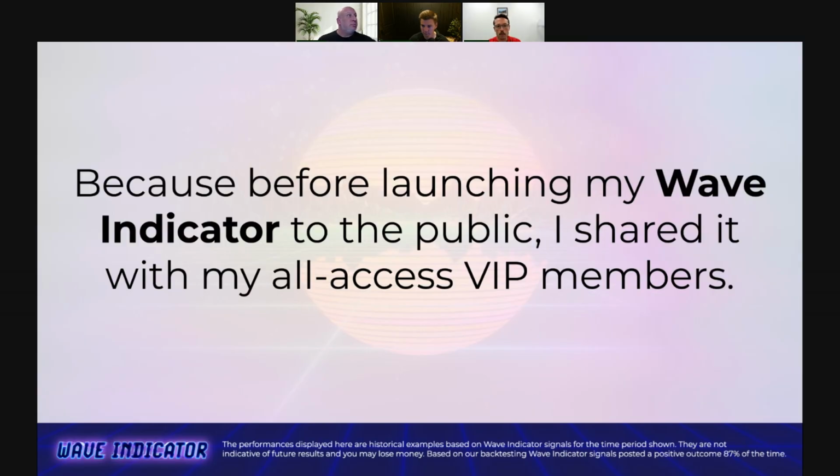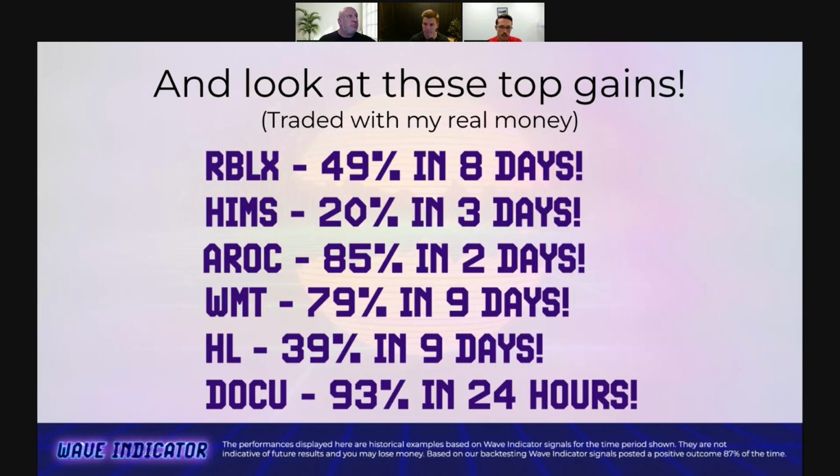Because before launching this indicator to the public, I shared it with my all-access VIP Diamond Club members. And I traded all of these that you see here with my real money. Put my money where my mouth is, and look what we did, right? Roblox, 49% in 8 days. HIMS, 20% in 3 days. AROC, 85% in 2 days. Walmart, 79% in 9 days. Hecla Mining, 39% in 9 days. DocuSign, 93%. This was a put. I remember this one. 93% in 24 hours.